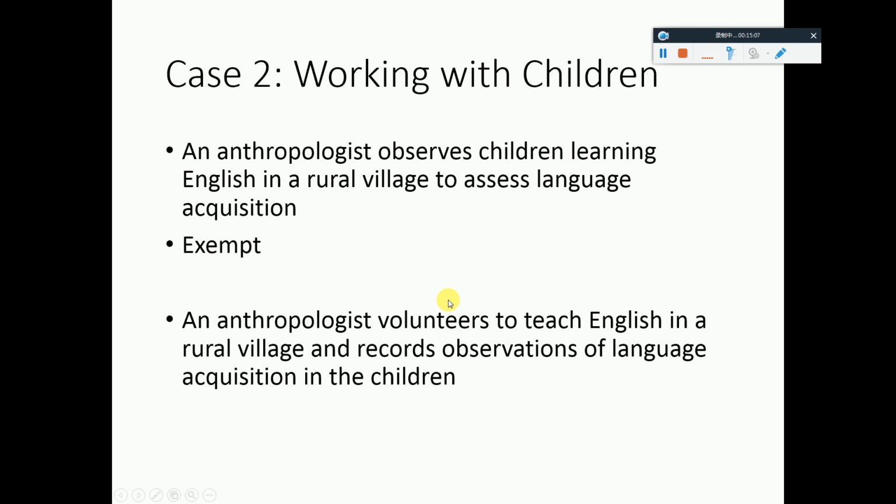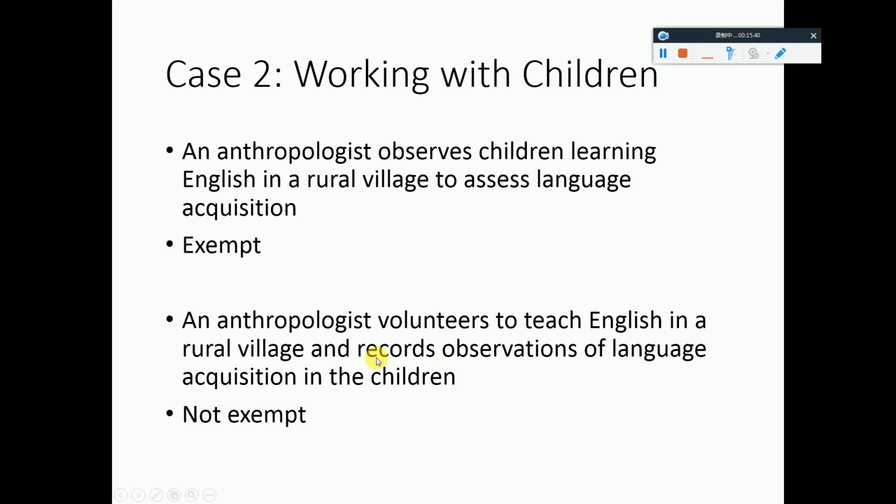However, if that anthropologist volunteers to teach, so this person is not a teacher, right? So that's not a regular or common or ordinary teaching activity. So this is a researcher, but he or she volunteers to teach English in that rural village, and at the same time, the anthropologist records observations of language acquisition in the children. So this study would not be exempt because it's not normal educational activities.